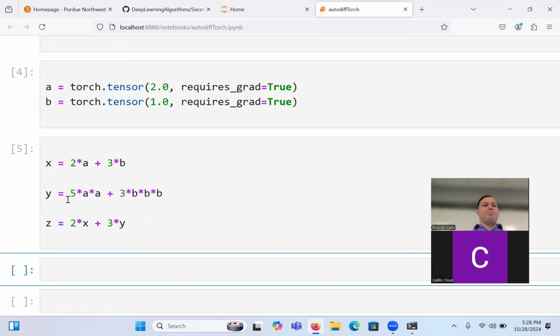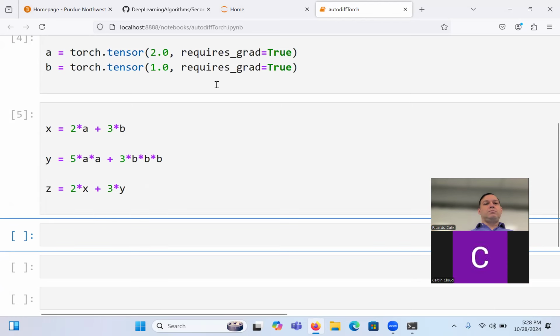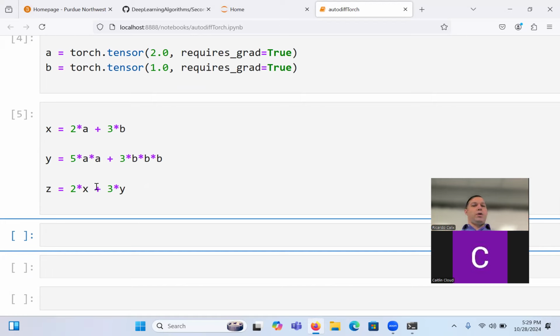So the same idea. Okay, now the computational graph has been created. You grab z, and z grabs x and y, and this y is connected to this y, and this x is connected to that x. That's the beauty of PyTorch. It creates that whole computational graph for you.